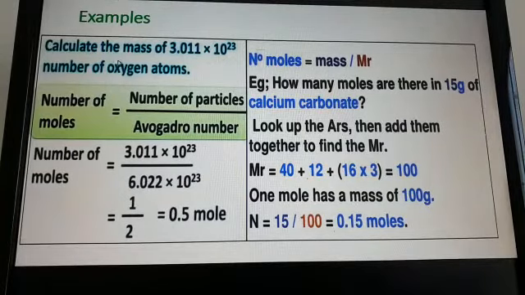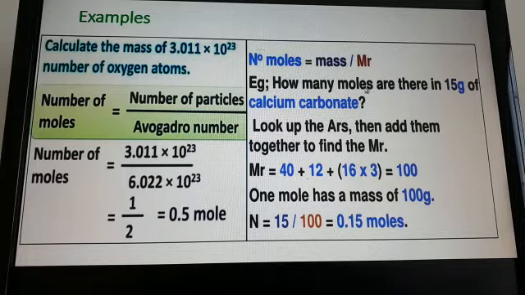Here are some examples. Calculate the number of moles in 3.011 × 10^23 oxygen atoms. The number of moles is equal to the number of particles divided by the Avogadro number. You will get 0.5 moles of oxygen atoms. And similarly, the number of moles is equal to mass divided by relative molecular mass. Do you remember what relative molecular mass is? The sum of relative atomic masses of the elements in a compound.